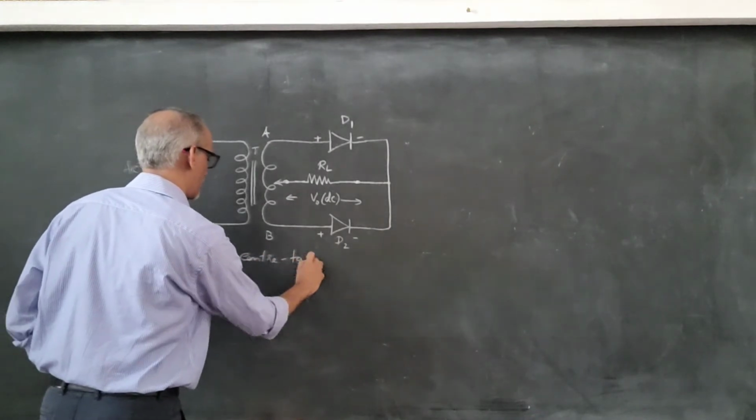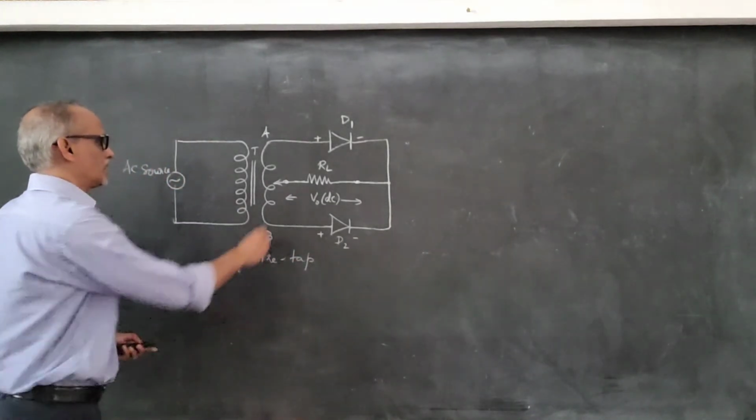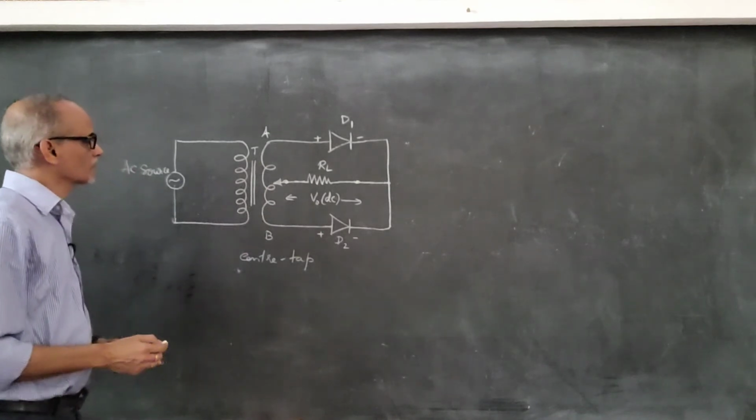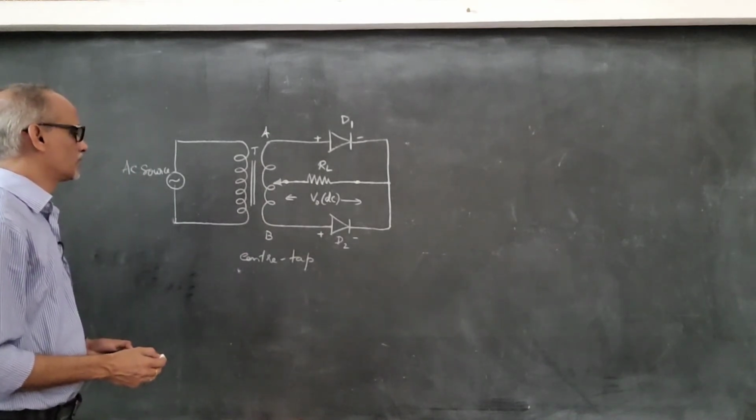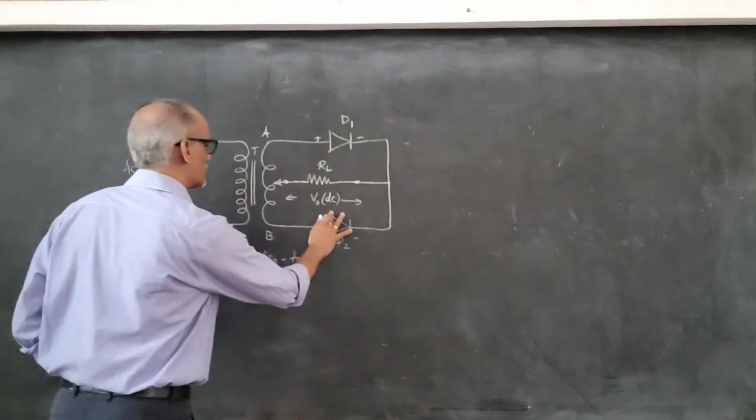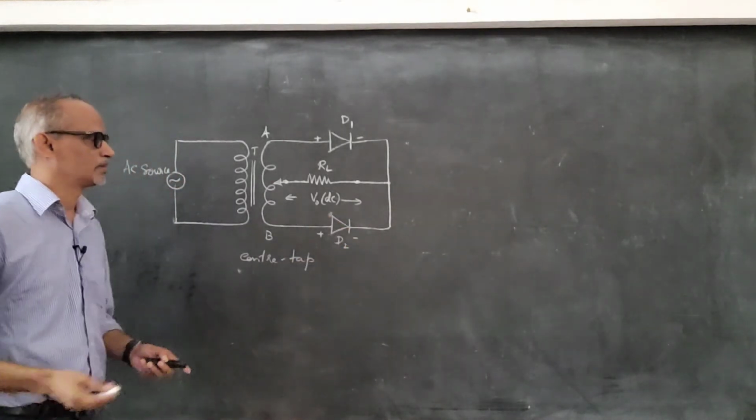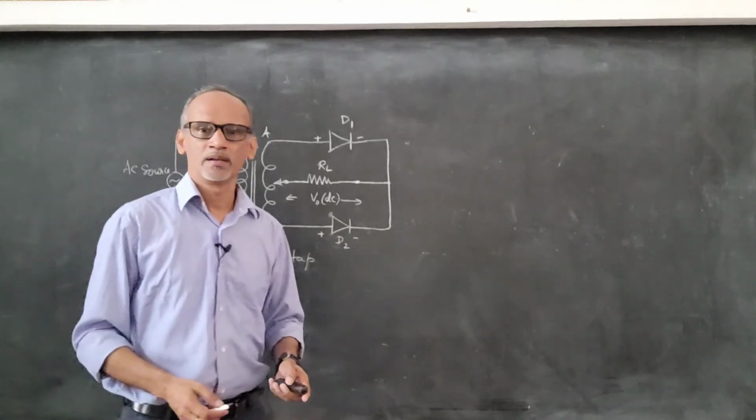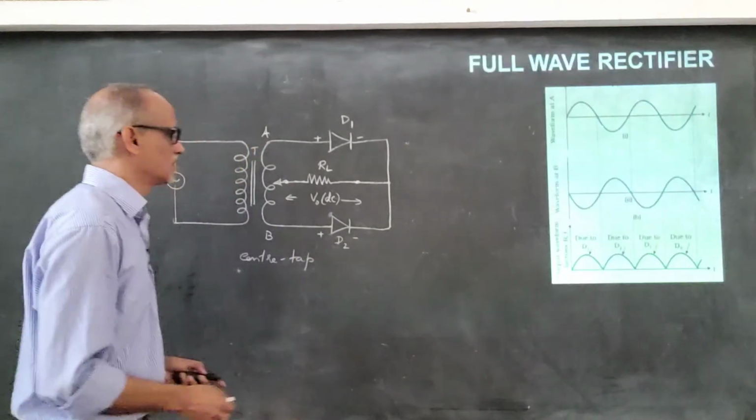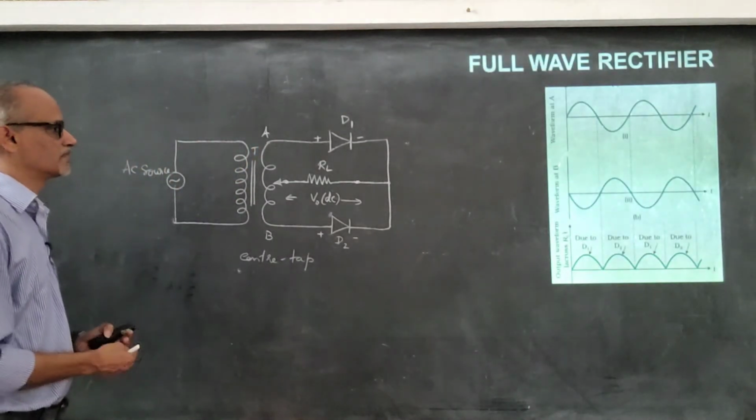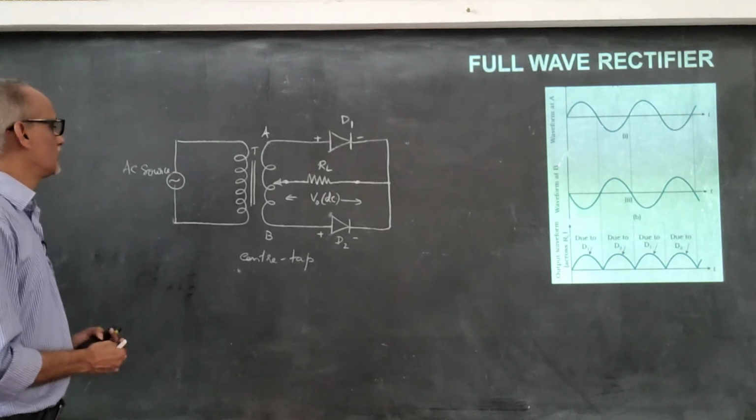Center tap transformer, and so this is where you can generate a better output voltage. Okay, so let's see how exactly it works, and we will always use the waveform, it's very easy to understand.